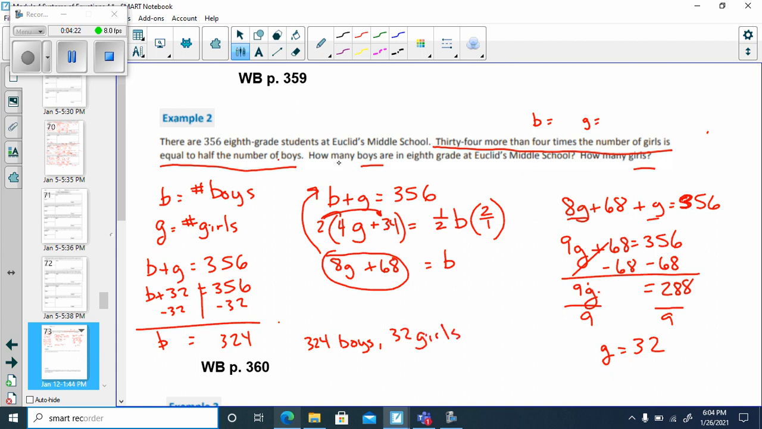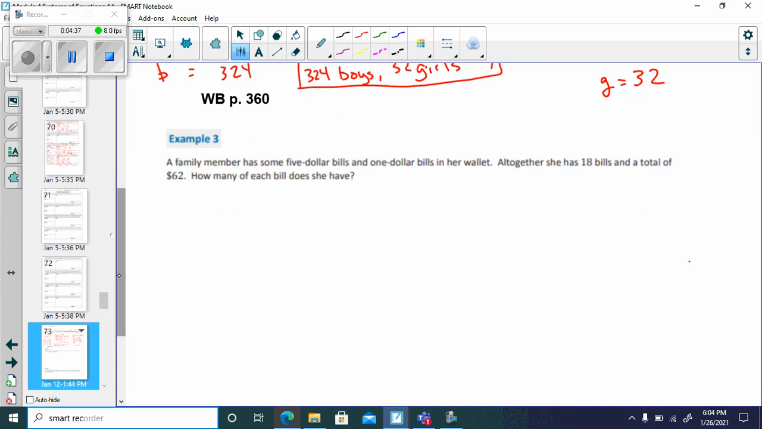That was what they asked us for. How many boys are in the 8th grade class? How many girls? There's our answer right there. Okay. Now keep in mind what we did here is we didn't use elimination. We used substitution. Now let's try this one.